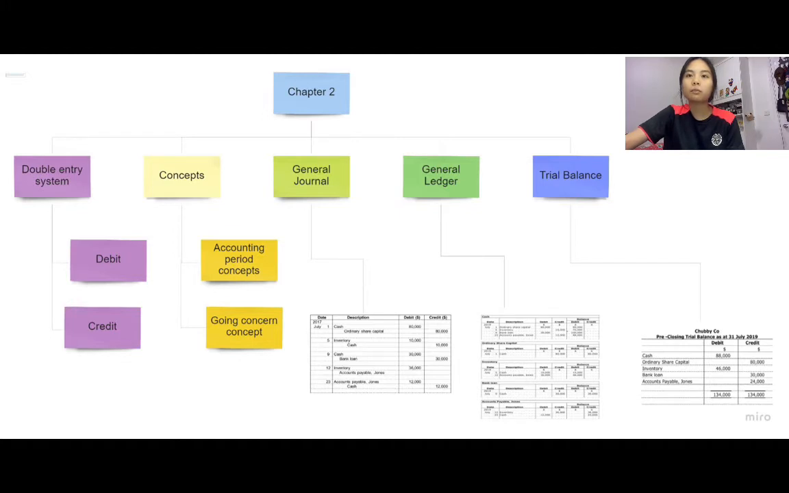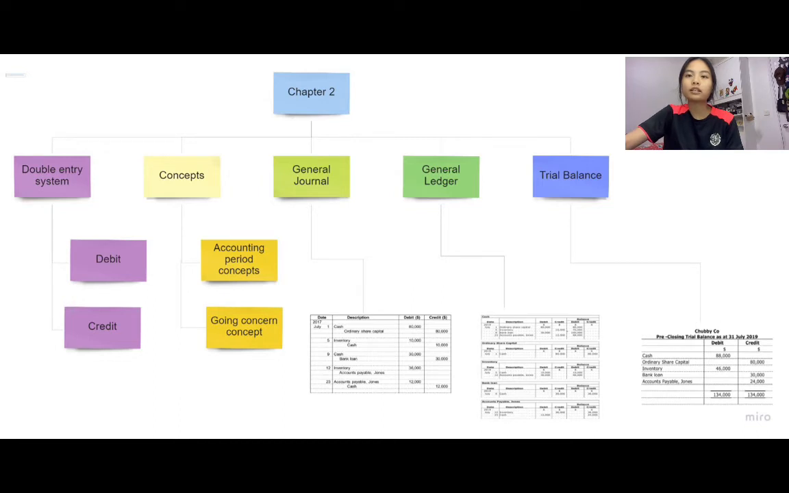Accounting period concept refers to the lifespan of businesses broken into regular intervals. Financial statements are prepared at the end of each accounting period. Going concern concept: you assume the business continues to operate for a long time. Assets are valued at historical cost and not at disposal value. Disposal value refers to market value.